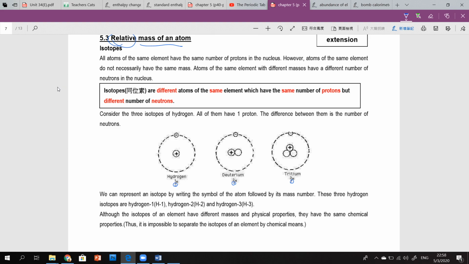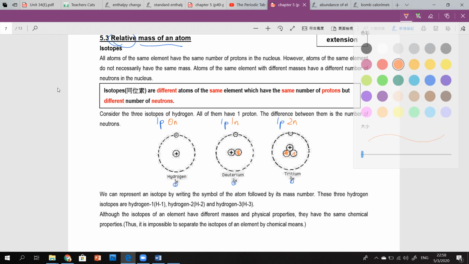So what does it mean? They each have one proton. But the difference is that here, we do not have anything which can be colored as orange. What is that? That is the neutrons. So we have 0 neutrons for hydrogen 1, and for hydrogen 2, deuterium, we have 1 neutron, and 2 neutrons for tritium.